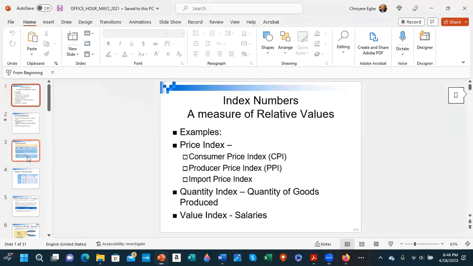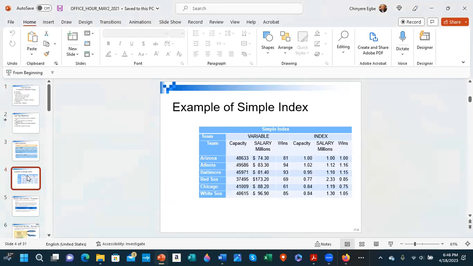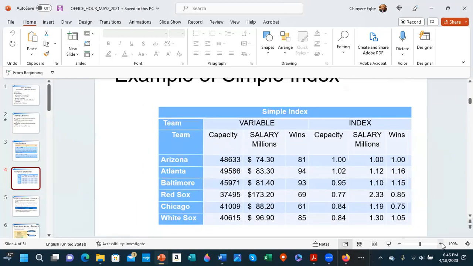Okay, so now we get back to where we were. This is an example of a simple index. Look at three variables: capacity, salary, wins by a sports team, an athletics team. The capacity, for example, to produce, say, the capacity of a stadium. And so we are comparing here. Let me be sure. Can you see this better now?